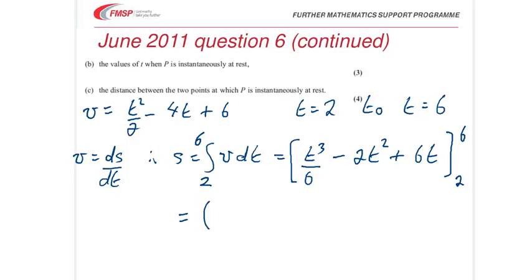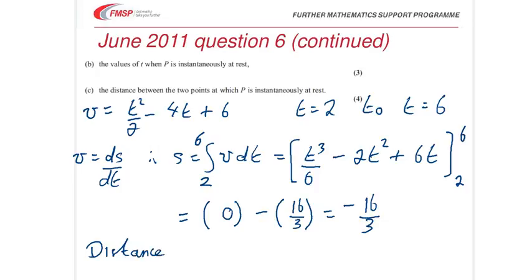The top limit is 0 and the bottom limit is 16 over 3. So it gives a value of minus 16 over 3. That just indicates a negative displacement. The actual distance is just 16 over 3, 5 1/3. And that's the last bit done for 4 marks.